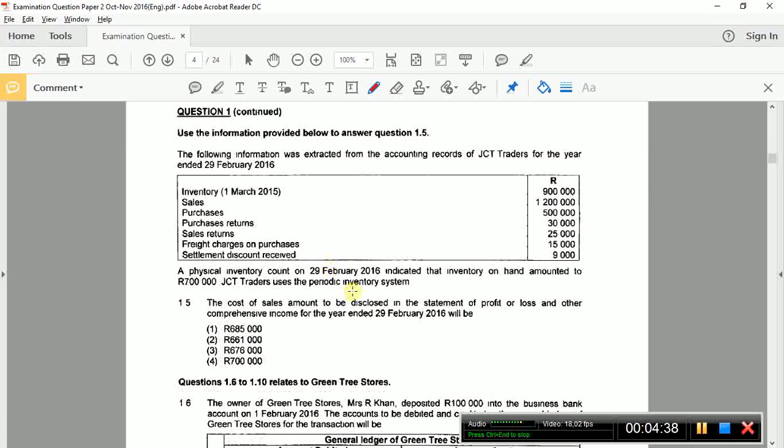What's happening in 5? What do they want here? The following information was extracted from the account records of JCT Traders for the year ending 29 February. A physical inventory account on 29 February indicated that inventory on hand amounted to 700,000. JCT Traders used the periodic inventory system. So if it's periodic, you know this is a cost of sales calculation, right? Yes. So cost of sales is going to equal what?